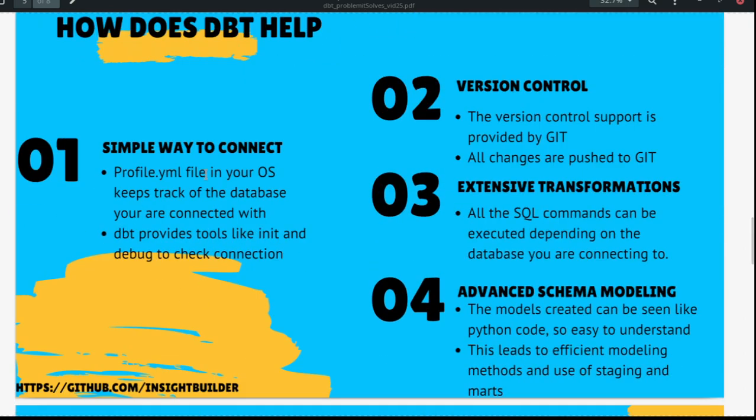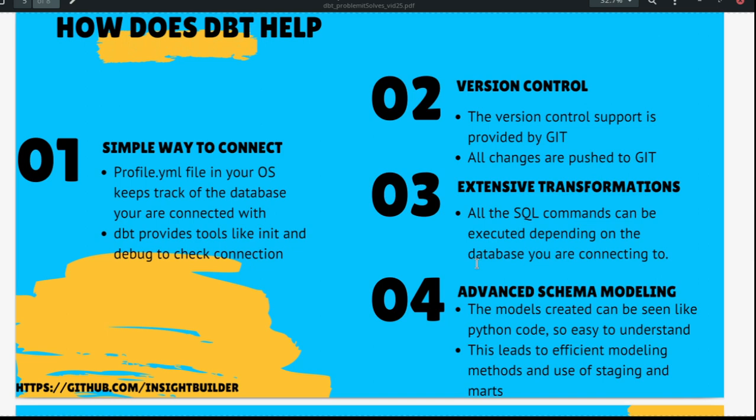So this is what I have told. A simple way to connect is a profile.yaml file that we can use to connect with the database, and then the DBT tool provides init and debug commands to check whether you are connected. We can use Git to do the version control. We can do all the SQL command transformations.